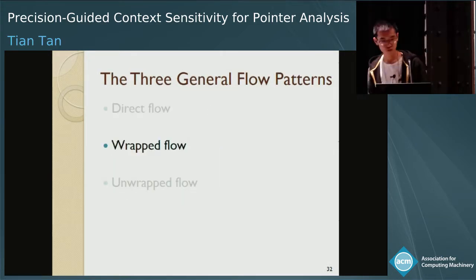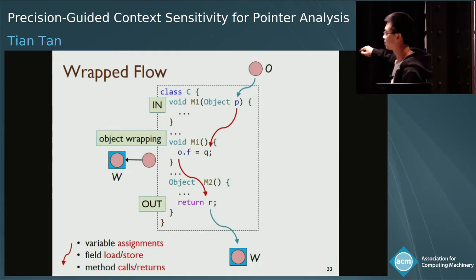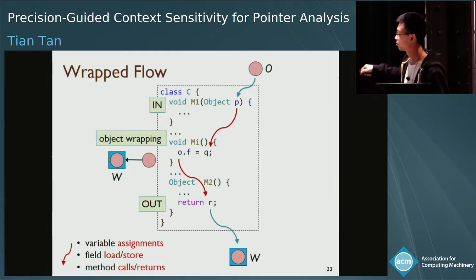Now let's move to wrapped flow. If in some execution of the program, the object O is passed as a parameter to in method M1, and then O flows to a store statement, which wraps O into another object W. Here we call it a wrapper object. Then W flows to the return value of an out method M2 of the same class C. Then we say the program has a wrapped flow from M1 to M2.